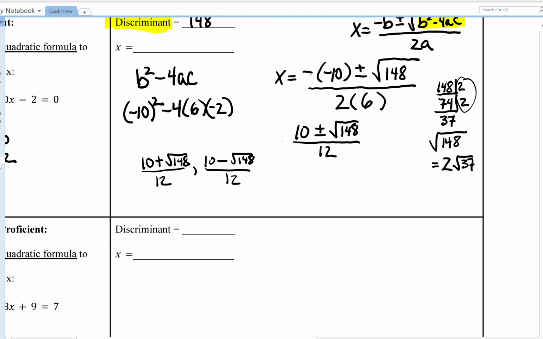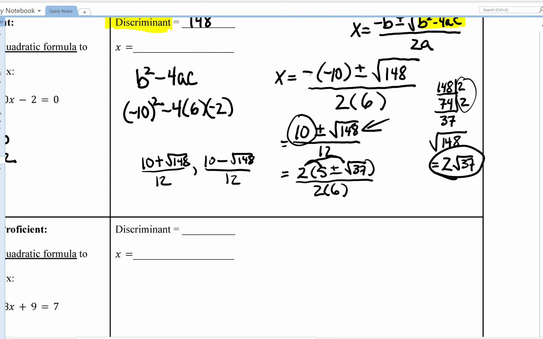And then I can rewrite this as 10, and they both have a 2, so I could take that out. 2 times 5 plus or minus the square root of 37 all over 2 times 6. Now, what I did was I took the 2, if you think of this like here, 2 times 5 is 10, and 2 times root 37 is that 2 root 37, which is the same as root 148. And I just factored the 2 out.